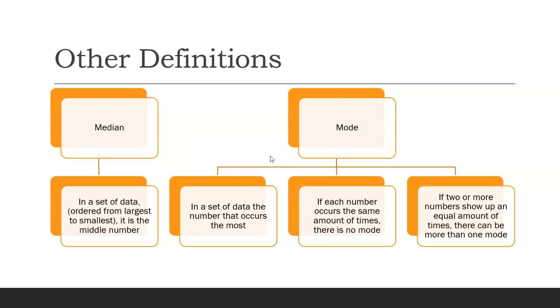There may be no mode if every number occurs the same amount of times, or there may be multiple modes if there are numbers that show up the same amount of times. So if two numbers show up 3 times or 4 times, there might be 2 or more modes.